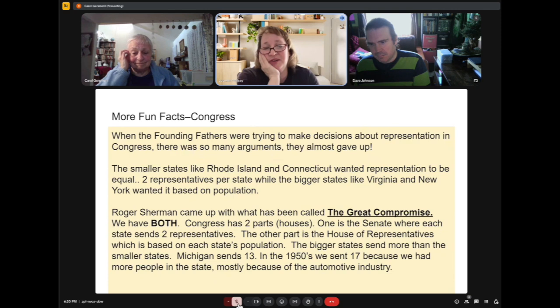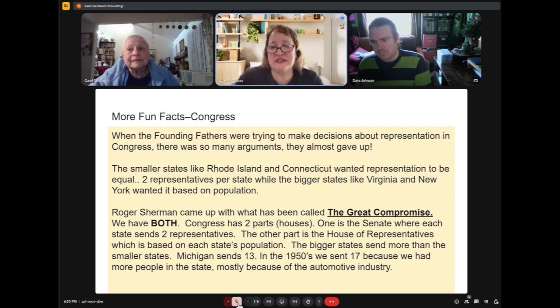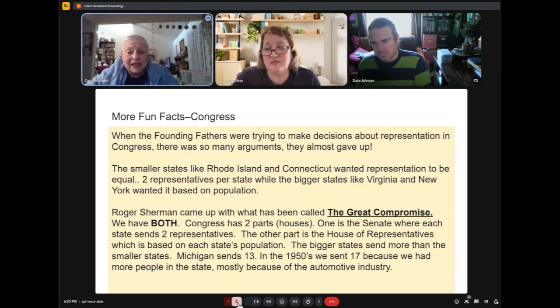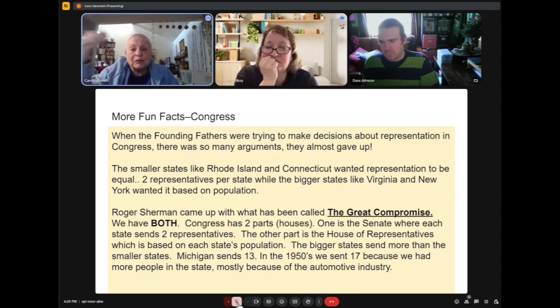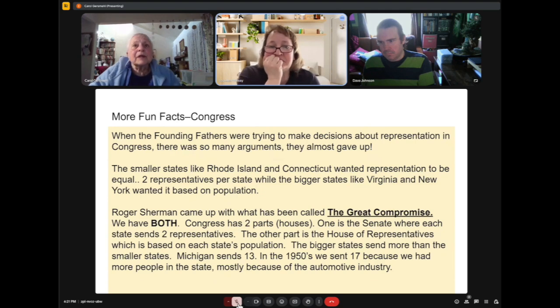I did add, like, right now, Michigan sends 13 representatives. And in the 1950s, we sent 17 because we had more people in the state, mostly because of the automotive industry. I think one thing I need to do is graphs of the change through time of the population of Detroit and of Michigan, and I need to have the students put some of the bars onto the graph. Okay, yeah, I think we're at the end of that.